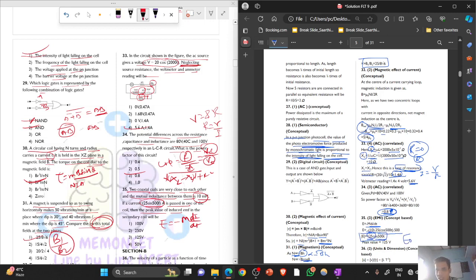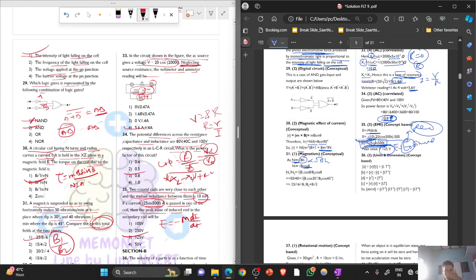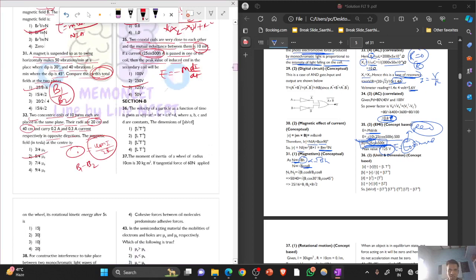Peak value is simply E. E equals E naught sin omega t, so your peak value will be E naught. This is your peak value. Your E will come out to be this. So your peak value will be 125 volt. So option third will be your correct answer. Now moving ahead, the question of dimension analysis. Let's see the question.